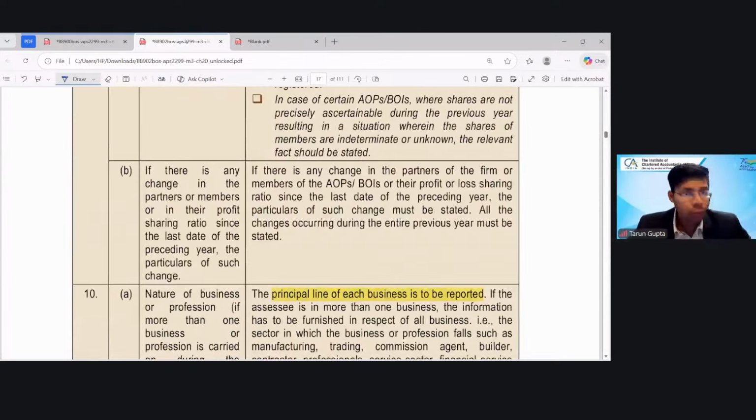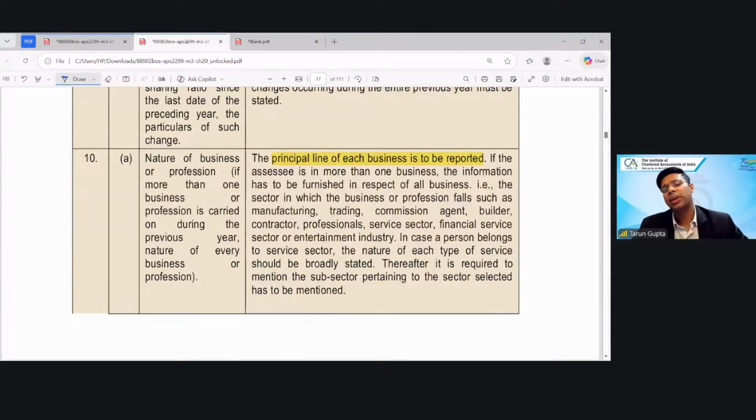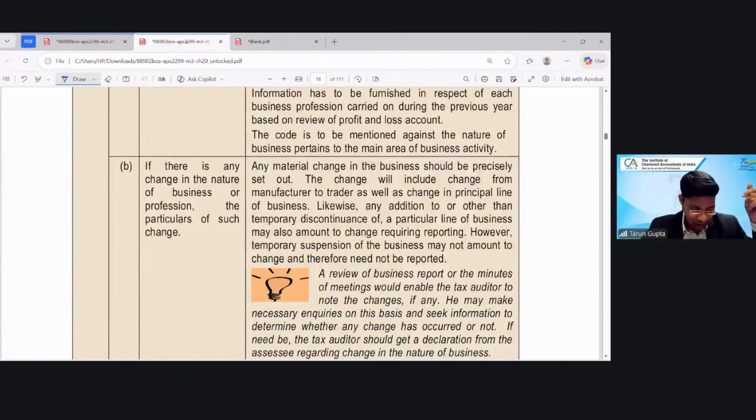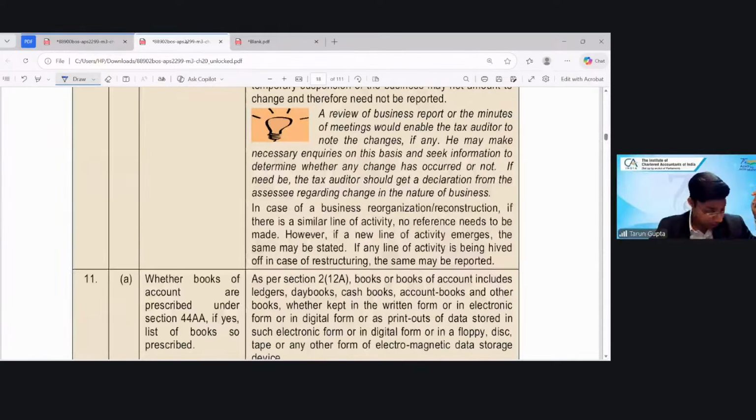In point number 10, you have to state the nature of the business. You just state the principal line of the business. And if there are more than one line of business, you state all these lines of business along with the codes. Is there a change in the nature of the business? You have to state the fact that there's a change and what the new business is.